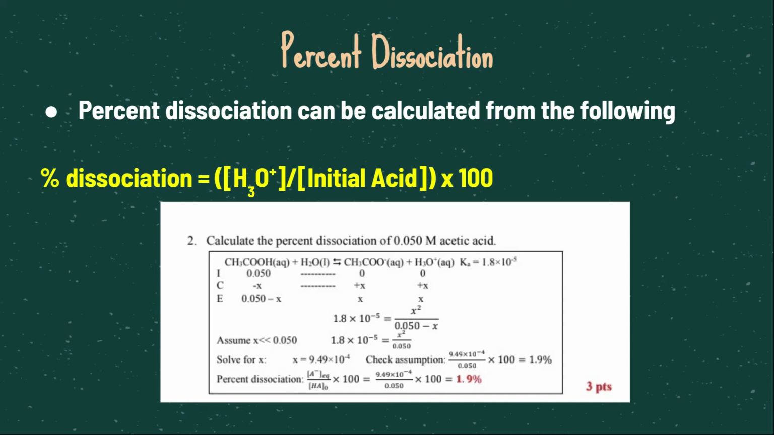And then I can easily solve for my H3O plus concentration. Once I get my H3O plus concentration, I can then plug that into my percent dissociation because I know what I started with, which is 0.050 molarity for acetic acid. I know that my hydronium ion, based on my Rice table, my calculation for X, is 9.49 times 10 to the negative fourth. So I put that on top. I put the initial acetic acid concentration on the bottom. I divide and multiply by 100 and find that I get 1.9% dissociation. Very, very small percent dissociation.